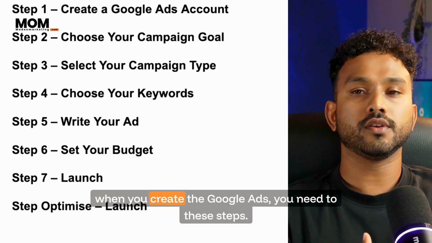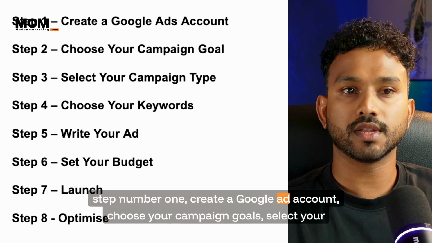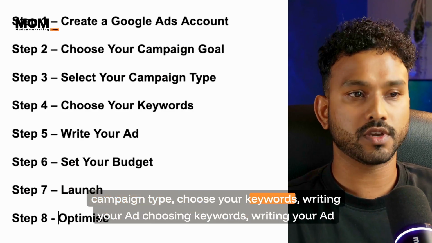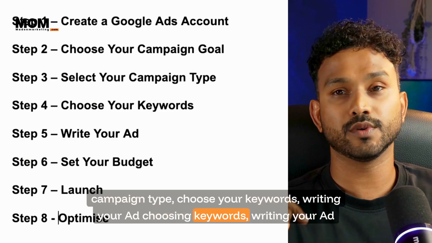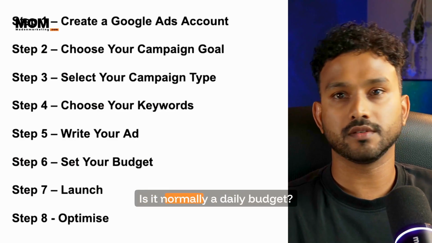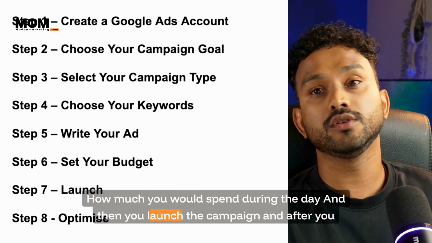When you create Google ads, you need to follow these steps. Step number 1, create a Google ad account, choose your campaign goals, select your campaign type, choose your keywords, write your ad. Choosing keywords and writing your ad are very important. And then set your budget limit. It's normally a daily budget, how much you would spend during the day. And then you launch the campaign.